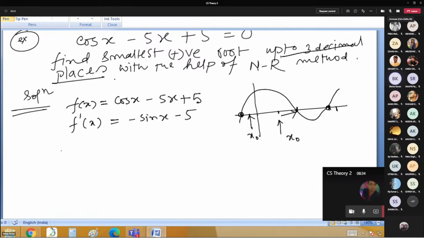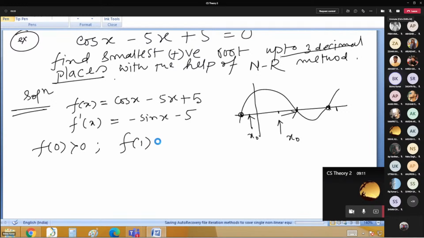For picking the initial condition, you at least try to find 2 values where the graph is changing sign. So tell me, what is F0? Positive or negative, at least? F0 is positive, sir. This is positive. What is F1? Positive or negative, at least? Cos 1 minus 5 plus 5.